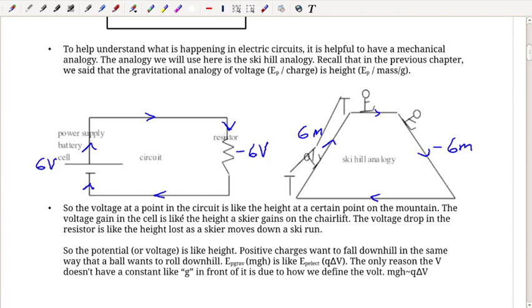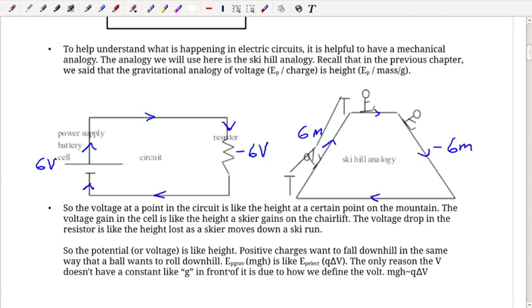So the voltage at a point in the circuit is like the height at a certain point on the mountain. The voltage gain in the cell is like the height a skier gains on the chairlift. The voltage drop in the resistor is like the height lost as the skier moves down a ski run. So the potential, or voltage, is like height. Positive charges want to fall downhill in the same way that a ball wants to roll downhill.